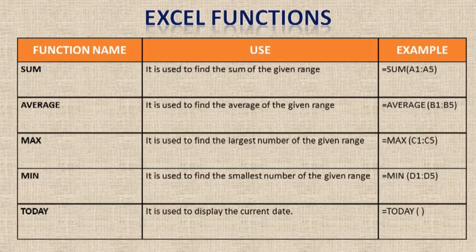Okay, now we move to the average function. It is used to calculate the average of a given range. After that, the max function, it is used to calculate the largest number of the given range. Afterward, the min function, it is used to calculate the smallest number of the given range. And last is today. Whenever you use this function, it always returns the current date. Okay.